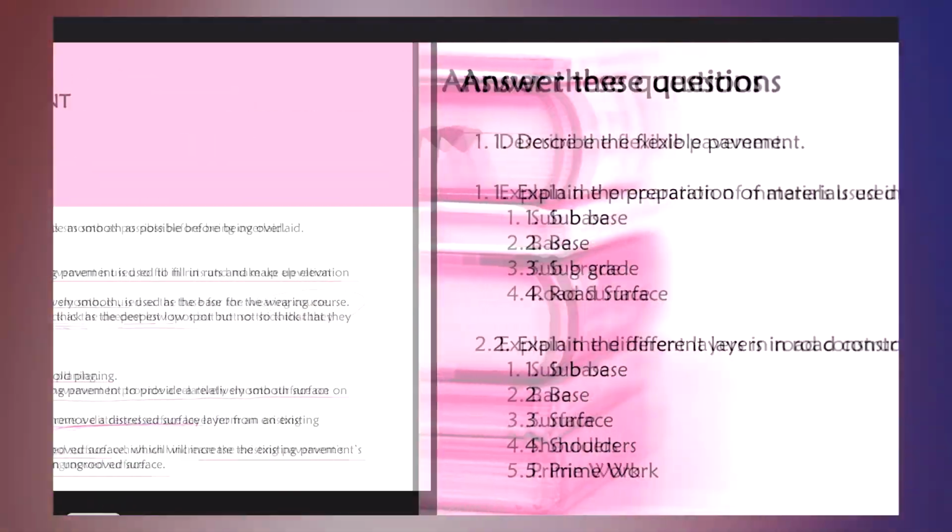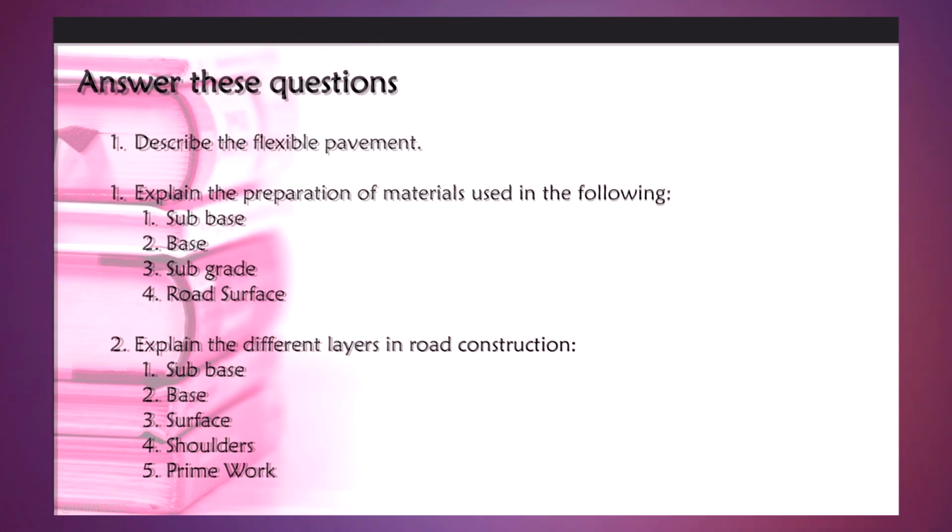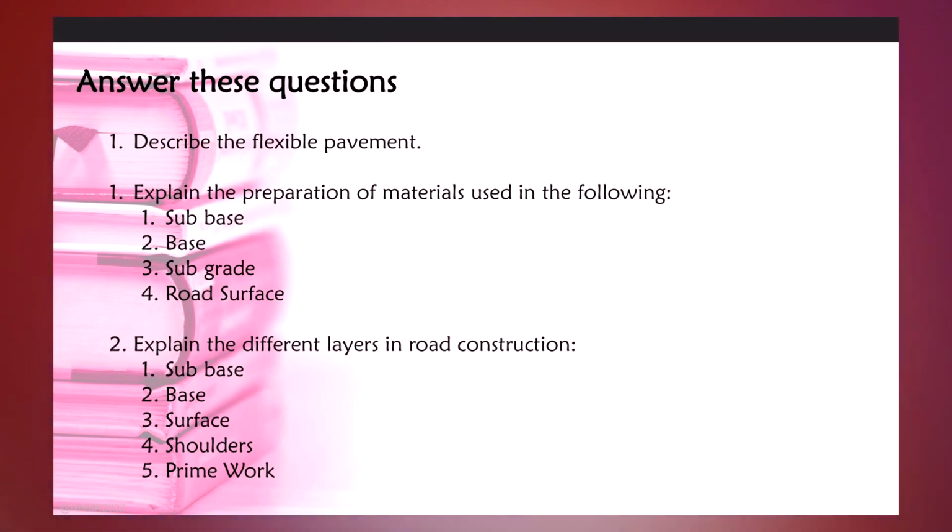So that is all for Chapter 3. Try and answer these questions. Describe the flexible pavement in your own words. Explain the preparation of materials used in the following: first, sub-base layer, subgrade layer, and also the road surface. And lastly, explain the different layers in road construction in terms of functions, in terms of thickness, and materials used for each layer. So the first is sub-base, and then base, surface, shoulders, and also the prime works involved. So try and answer these questions based on your own research and understanding of the topic.